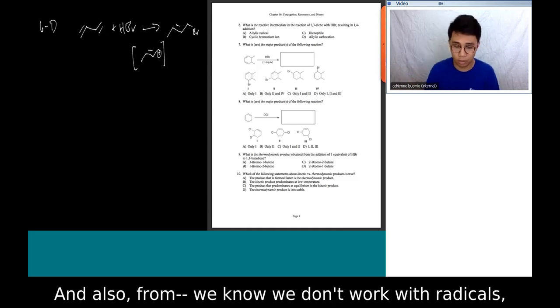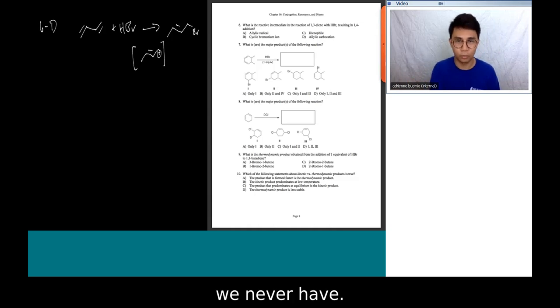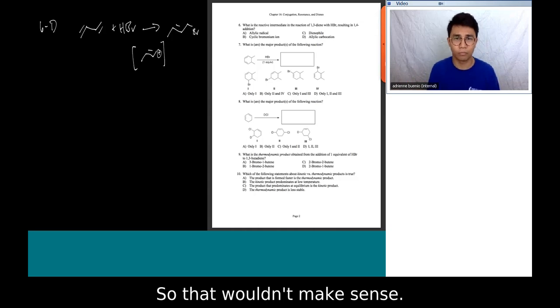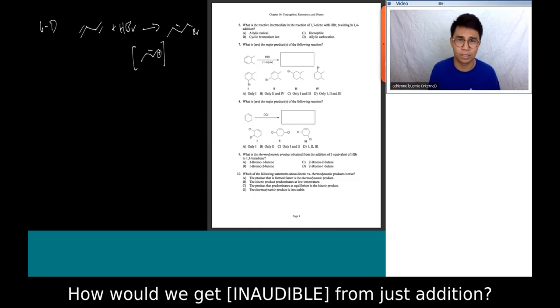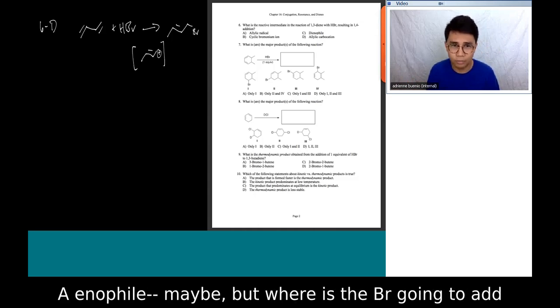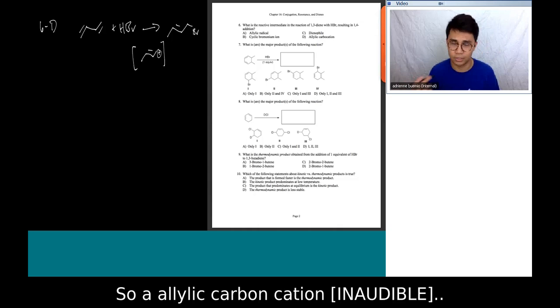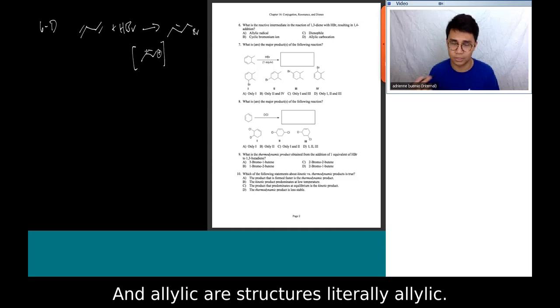And also we know we don't work with radicals. We've never had a bromonium ion. It's not even cyclic, right? So that would make sense. How would we get cyclic from just addition? A dienophile, maybe, but where's the Br going to add if it's just a dienophile? Because a dienophile is just a double bond, right? So allylic carbocation, the best bet. And our structure is literally allylic, right?